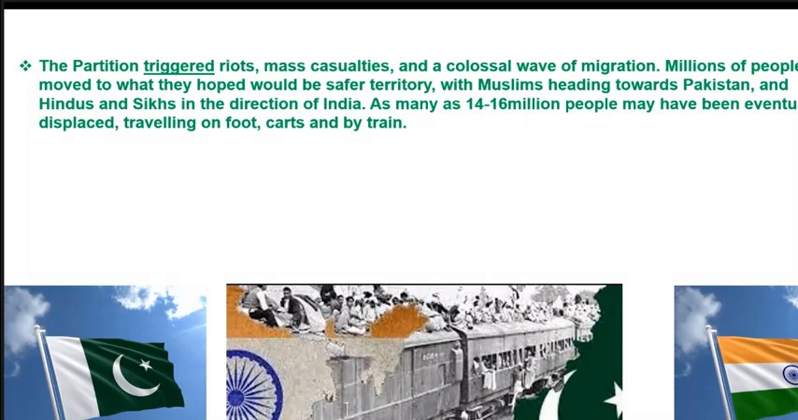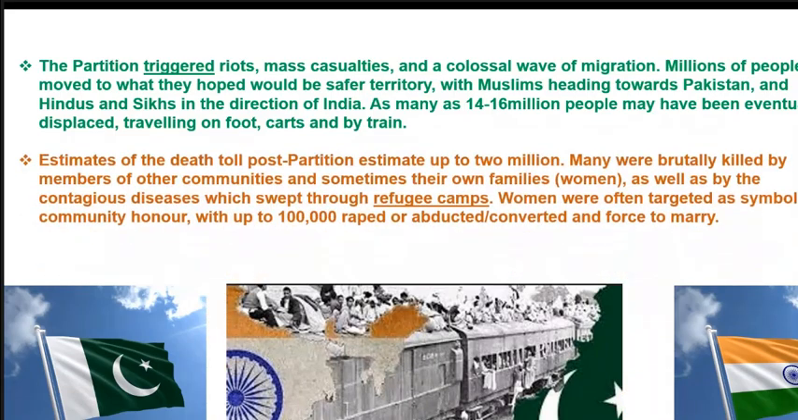As many as about 14 to 16 million. I know there was a little bit of debate over these figures, but I think unanimously 14 to 16 million seems to be the estimate of people that were eventually displaced. People travelled on foot, in carts, by trains. As you can see, in some of the pictures they were just overcrowded. There was a lot of violence on these trains as well. There are a lot of stories behind those.